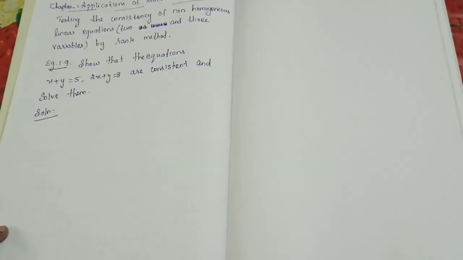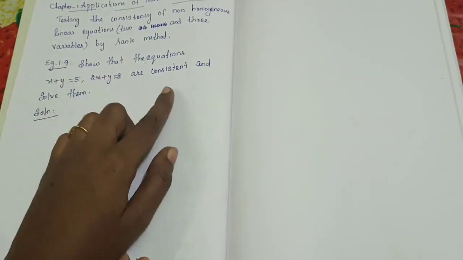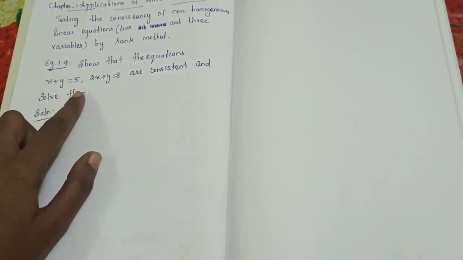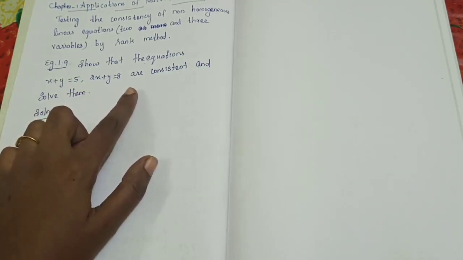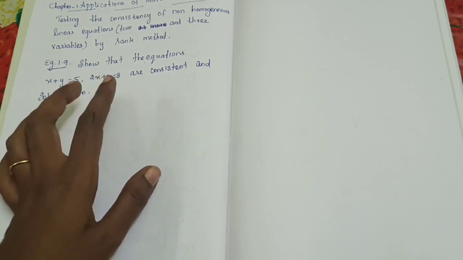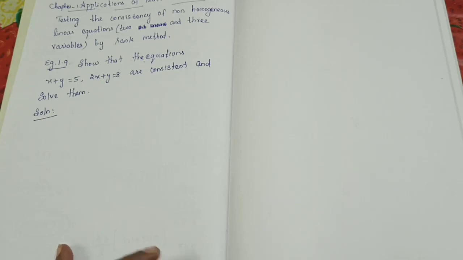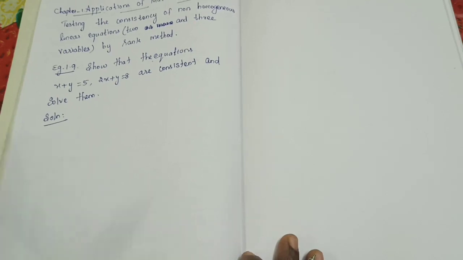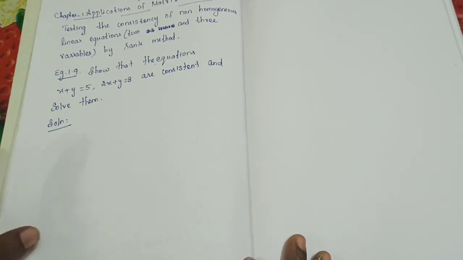Example 1.9. Okay, I am reading the question. Show that the equations x plus y is equal to 5, 2x plus y is equal to 8 are consistent and solve them. They want us to prove that these 2 equations are consistent. Okay, by using the rank method we need to do it. So first we need to write this matrix equation in the form of Ax is equal to B.